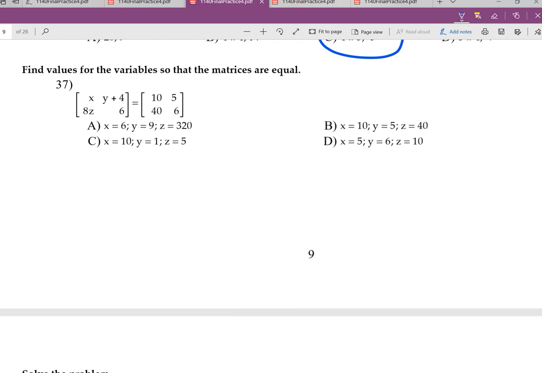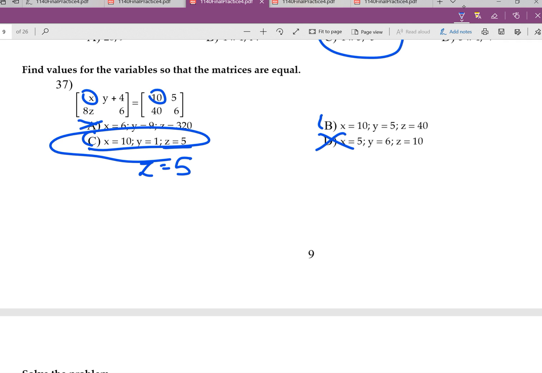Alright, for number 37, all you're saying there is, okay, if I have x is 10, that's your value, so 37x is 10, so it's either going to be this or this. These two you can eliminate. The other thing you know is that 8z is 40, so z has to be 5, so that works. Z is 5. This one says z is 40, so it has to be c then. That does not work.